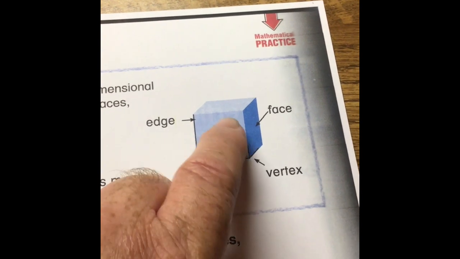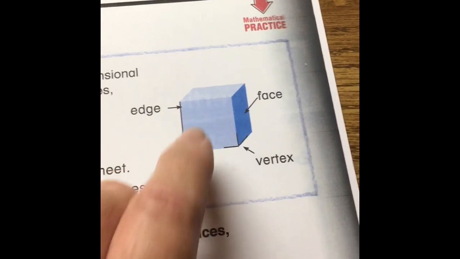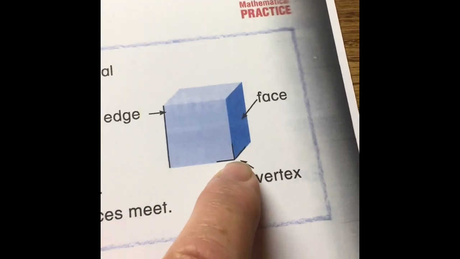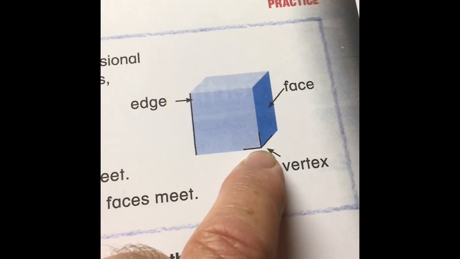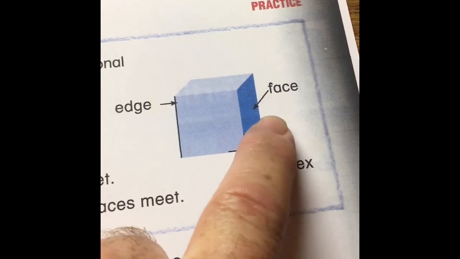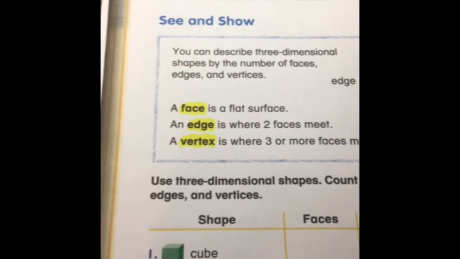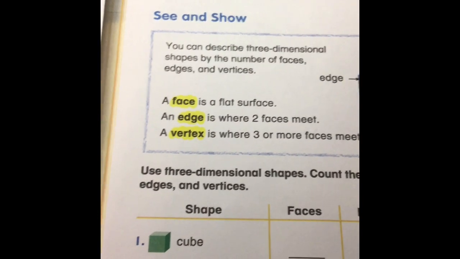The face is the flat side. So here's the face. On the cube there are 6 faces. And the vertex point is where 3 edges meet. So here's an edge, and then there's an edge right there, and 3 edges meet. We're going to look a little bit more closely at these three-dimensional shapes.